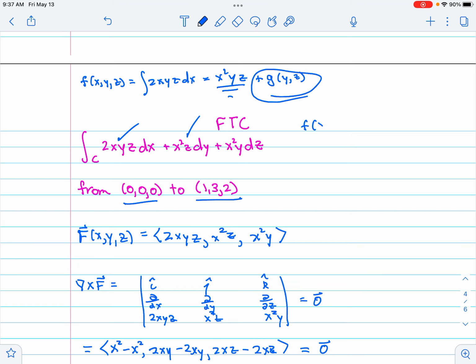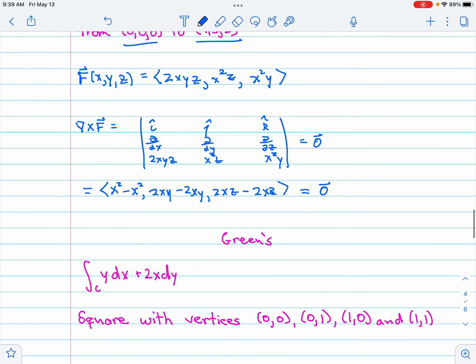Our potential function is x squared yz. So this integral is just x squared yz going from (0, 0, 0) to (1, 3, 2). All we have to do is plug in 1 squared times 3 times 2 minus 0. So it looks like that's going to be 6. Okay, so let's move along.